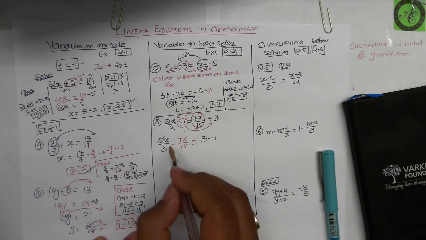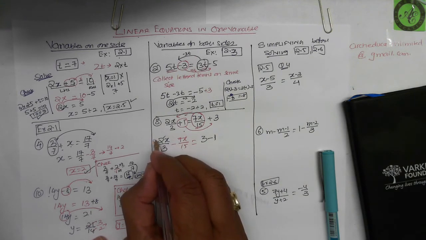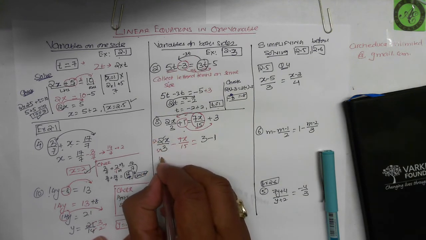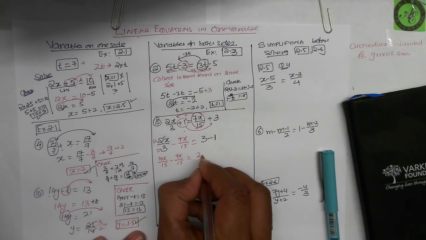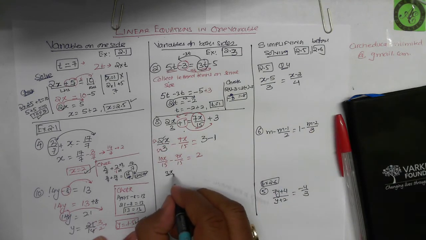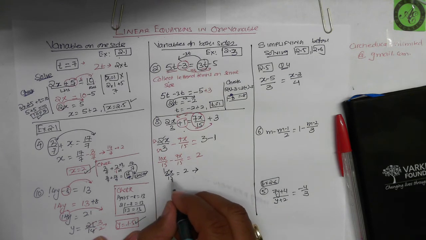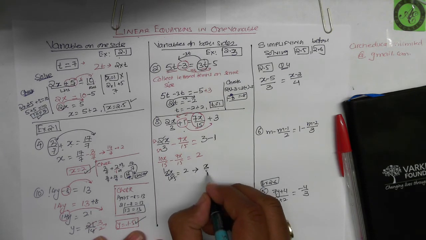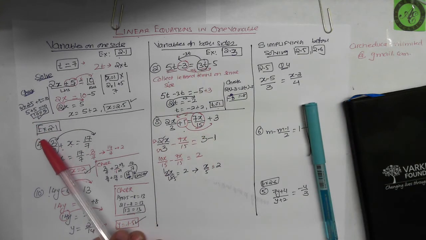Alright, let's simplify this. How do we simplify this fraction, people? Times that by 5, times that by 5, to make the denominators equal. So 10x over 15, take away 7x over 15, equals 2. That gives you 3x over 15 equals 2, which can further be written as, because you can cancel, x over 5 equals 2. Then the question comes back to this type.